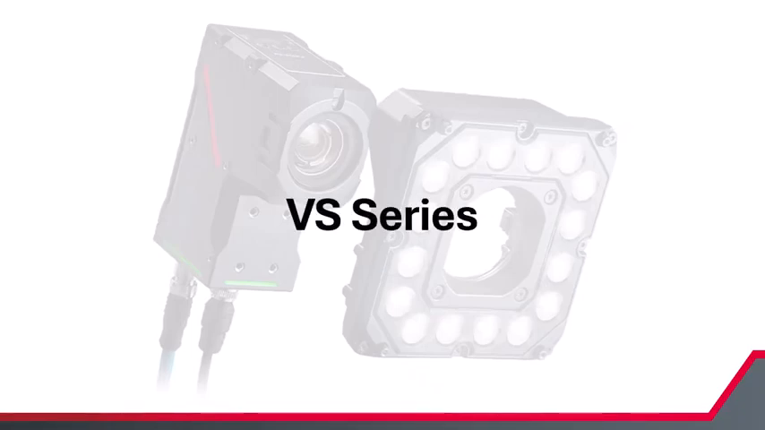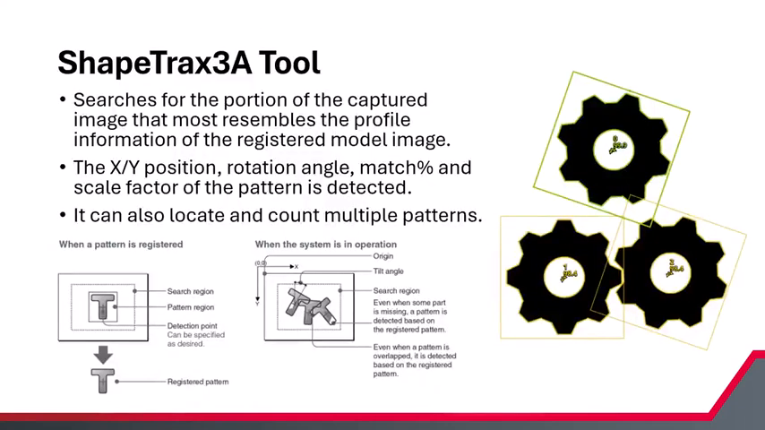VS series. Shapetrax 3A tool. The Shapetrax 3A tool searches for the portion of the captured image that most resembles the profile information of the registered model image. The XY position, rotation angle, match percentage, and scale factor of the pattern is detected. It can also locate and count multiple patterns.